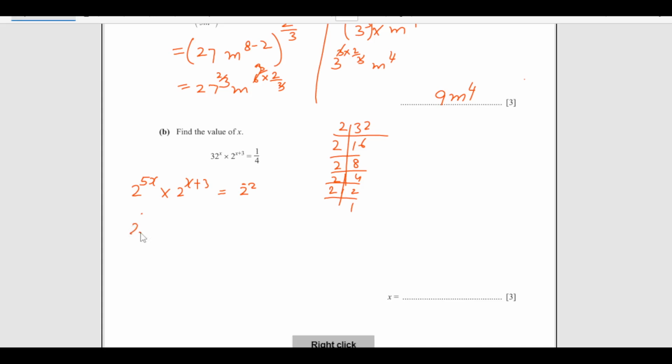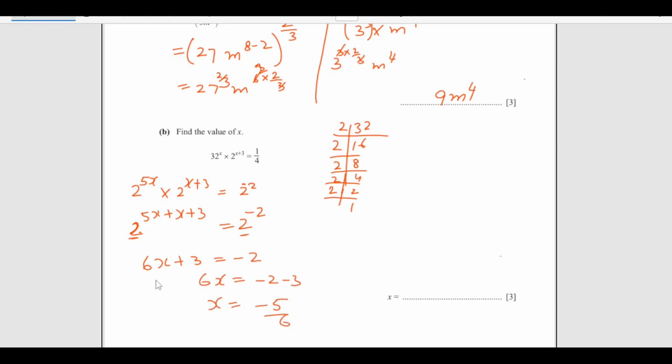And so 2 power 5 plus x plus 3, because the base is the same, so we can add the powers. So this is 6x plus 3, because 2 is the same on both sides, the base is the same, so we can equate the powers. So this is minus 2. So 6x is going to be minus 2 minus 3. So x is minus 5 over 6. So minus 5 over 6 is the final answer.